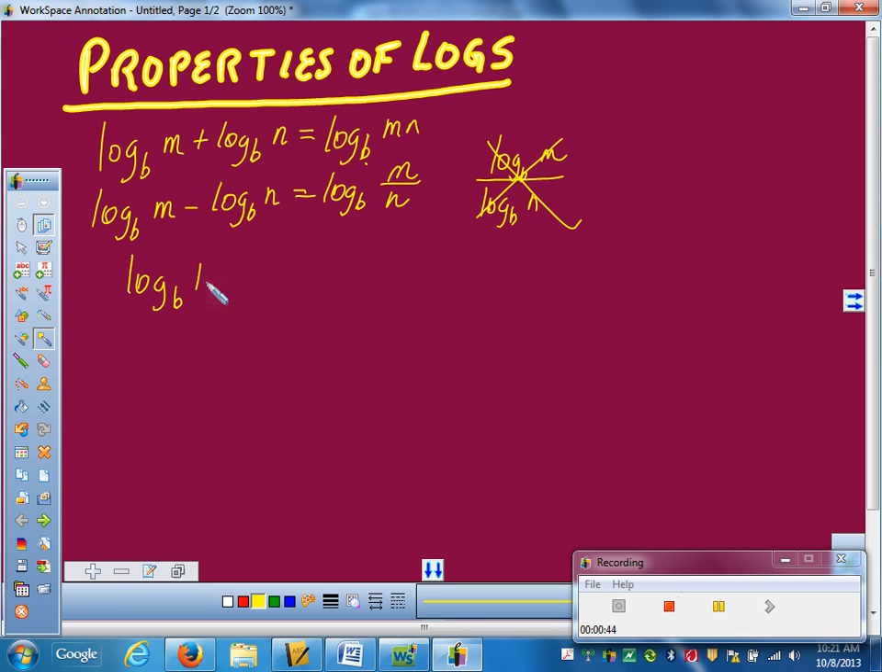Okay, and then the big rule, the one that gives us all the power to solve all our exponential equations, is, yes, you can take a power and multiply it out front of the log. So you're allowed to move it down front, and that's our log rule.